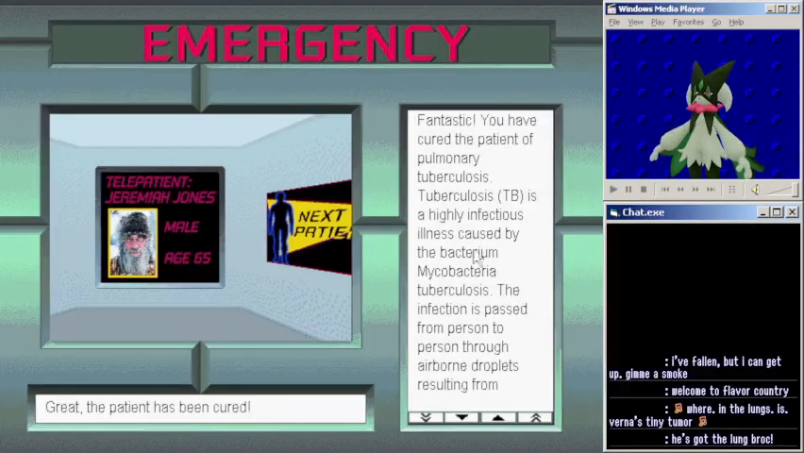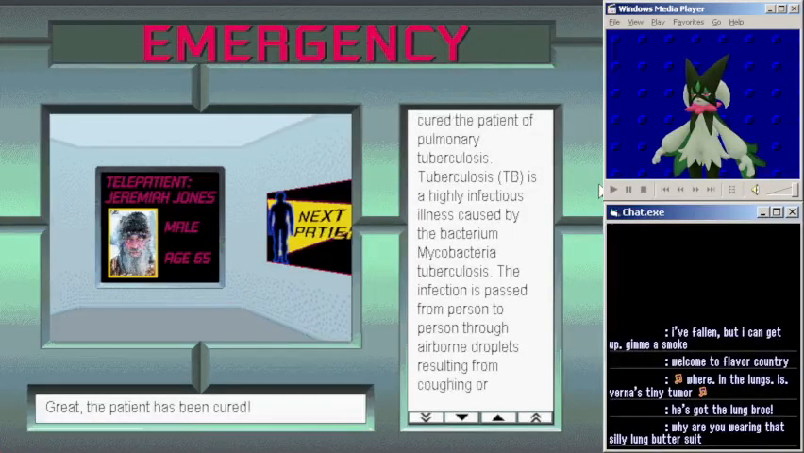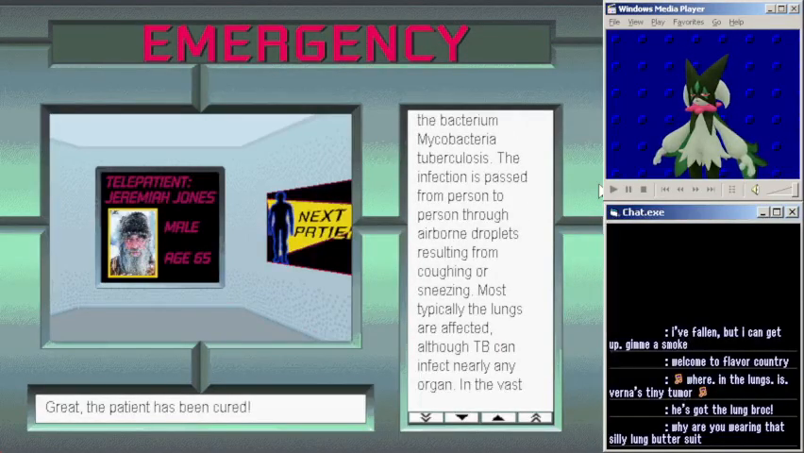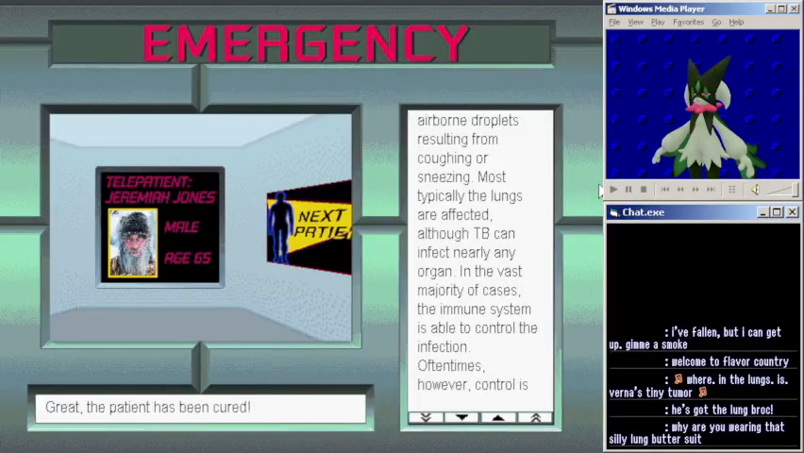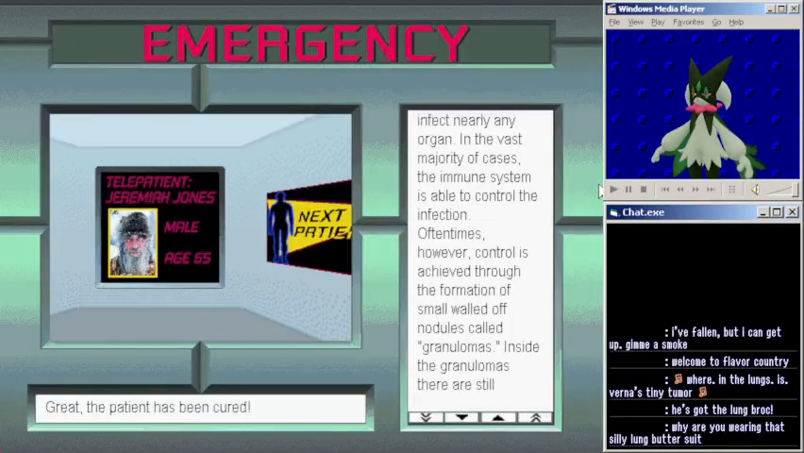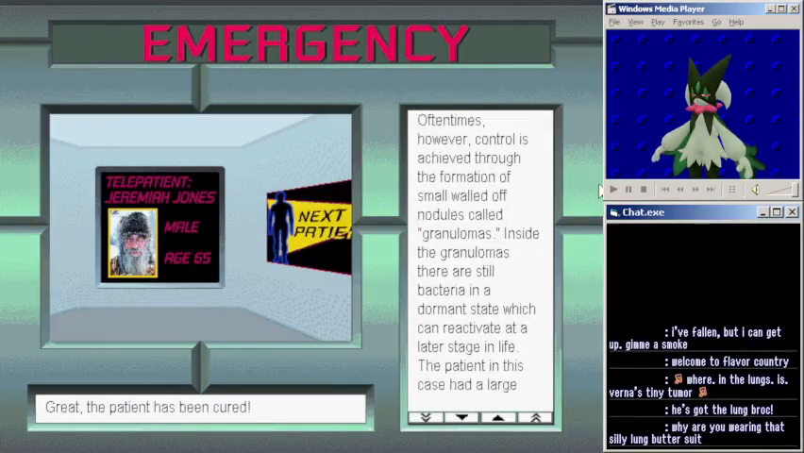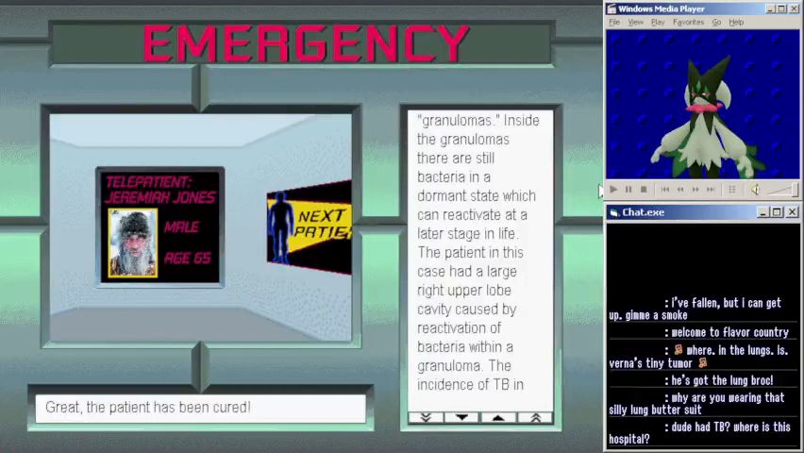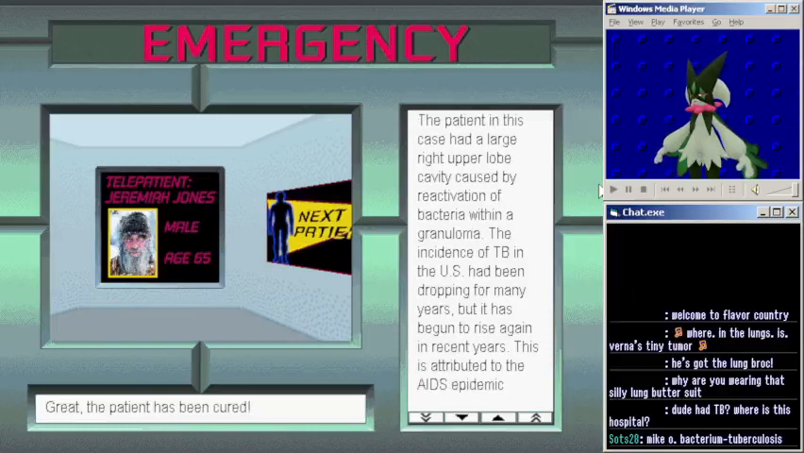You have cured the patient of pulmonary tuberculosis. Tuberculosis, TB, is a highly infectious illness caused by the bacterium Mycobacterium tuberculosis. The infection is passed from person to person through airborne droplets resulting from coughing or sneezing. Most typically, the lungs are affected, although TB can infect nearly any organ. In the vast majority of cases, the immune system is able to control the infection. Oftentimes, however, control is achieved through the formation of small, walled-off nodules called granulomas. Inside the granulomas, there are still bacteria in a dormant state, which can reactivate at a later stage in life. The patient in this case had a large right upper lobe cavity caused by reactivation of bacteria within a granuloma.